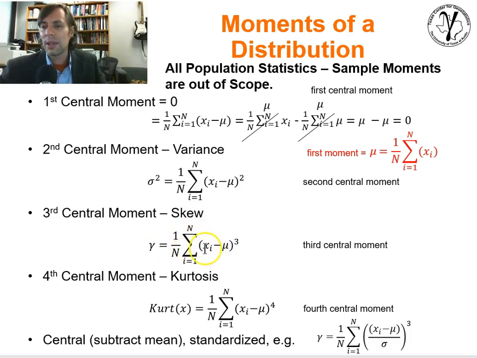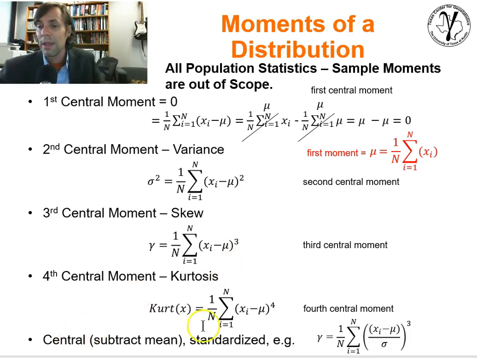The third central moment is just like the variance calculation, but we're going to calculate all the data, subtract out the mean, and take it to the third power. We're going to cube it. This gives us the third central moment, and we also know it as skew. And the fourth central moment is kurtosis. For that, we just raise it to the fourth power. So I hope you can see that we get skew and kurtosis by just increasing the power we use within the variance.